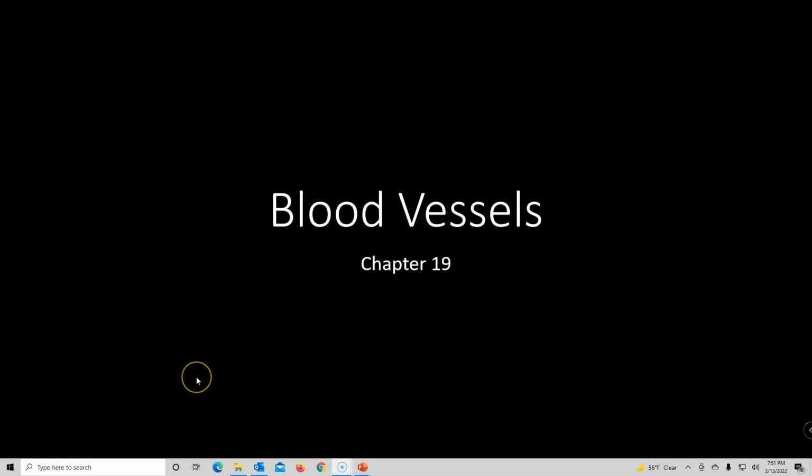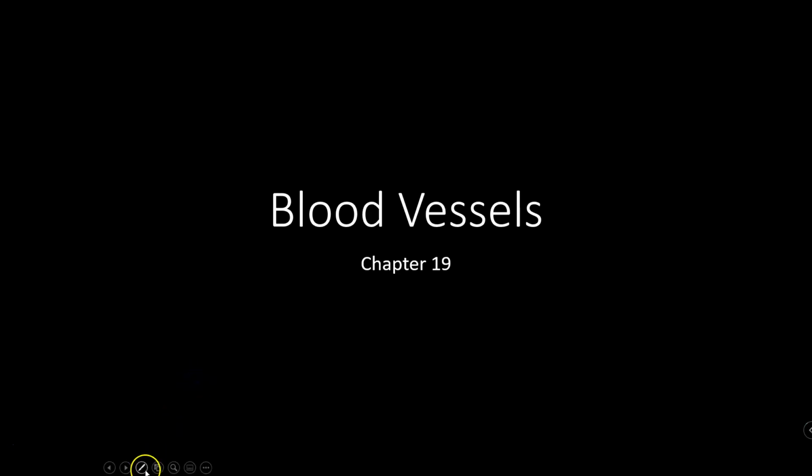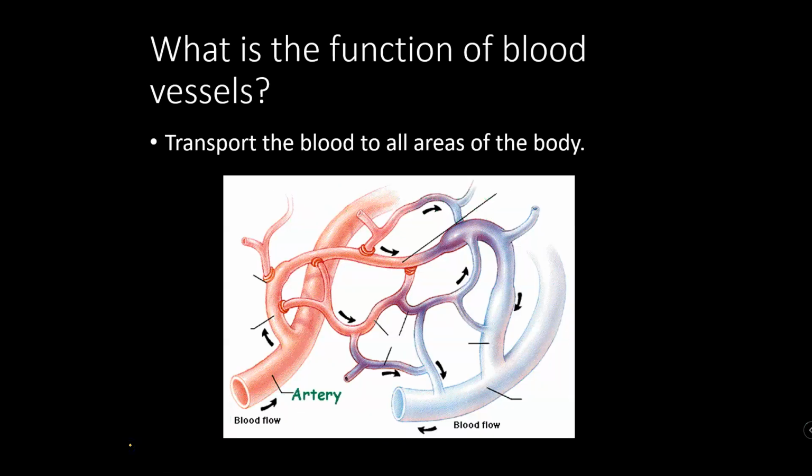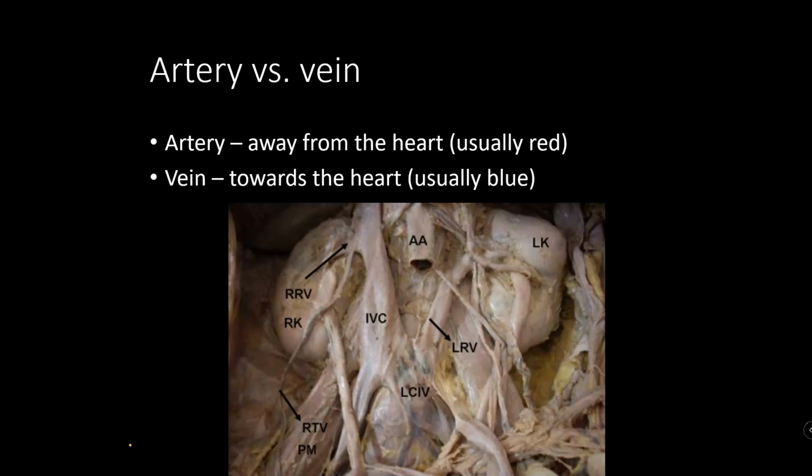Okay, this video is going to get you through the first part of chapter 19, which covers the blood vessels in the Merriam textbook. So to start out, you have the function of the blood vessels, and really the blood's supposed to be in there, and the vessels are supposed to be transporting the blood throughout the body. Your definition for arteries versus veins, it's a direction thing.